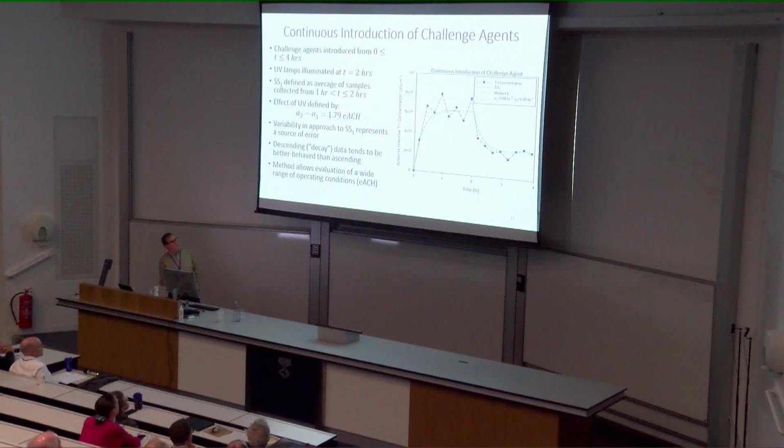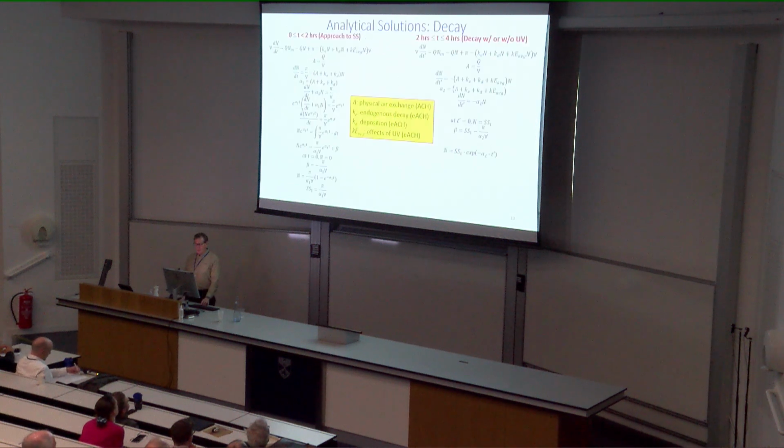This method, as I'll demonstrate in a few minutes just by modeling, I think is superior to the decay method, largely because it's much more amenable to, let's say, a wider range of responses than would be allowed using the decay method. Anyway, in this situation, as I mentioned before, we have estimates of alpha 2 and alpha 1. The difference between them is then our estimate of the behavior that's attributable to UV, in this case about 1.8 equivalent air changes per hour.